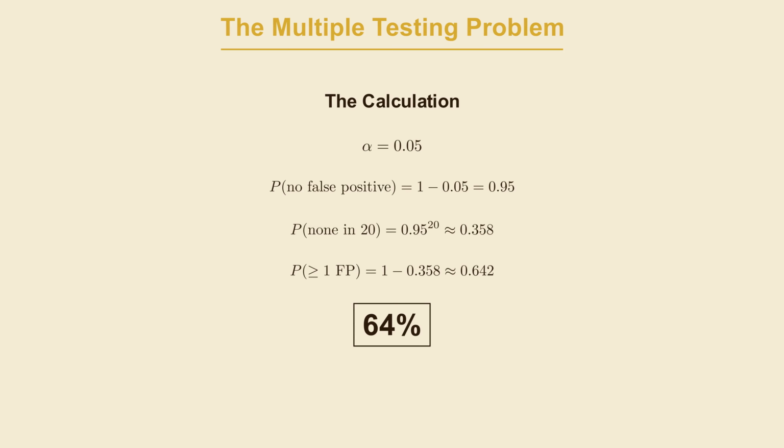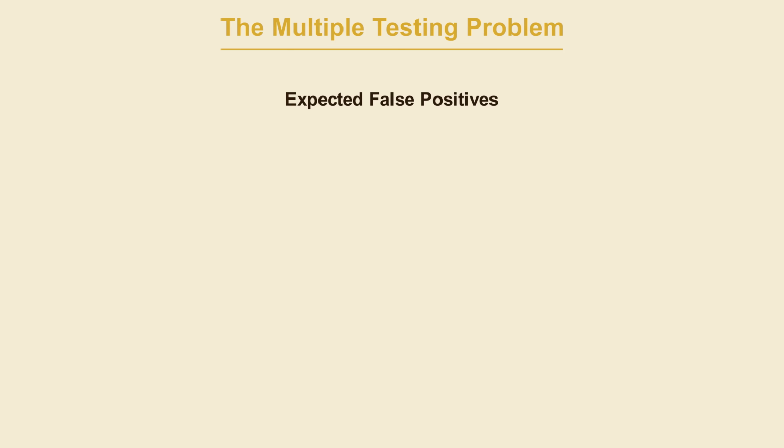20 tests all run on noise, and there's a 64% chance that at least one of them comes back with a p-value below 0.05. You effectively would expect to find a significant result just because you tested so many things. The expected number of false positives from 20 tests at alpha equals 0.05 is 20 times 0.05, which is exactly 1. Back to Bess's case.